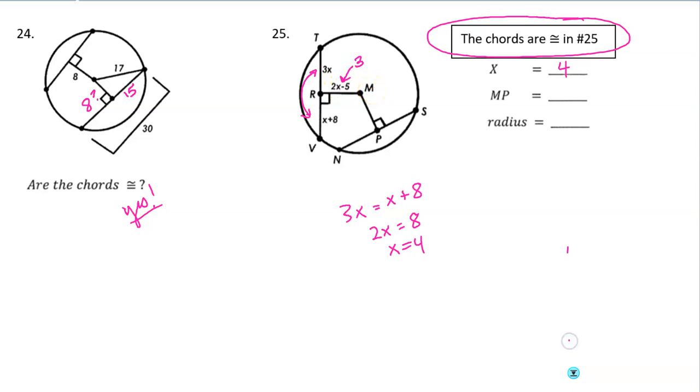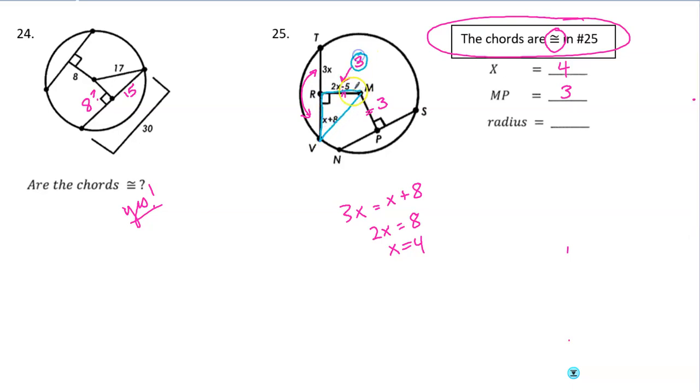So how much is MP? Well, if the chords are congruent, then their distances from the center have to be the same. So that would make this 3. And then the question is, how much is the radius? Well, first, we need a radius. We don't even have one. And remember, you want to draw it so there's a triangle. So I'm going to use this little guy.